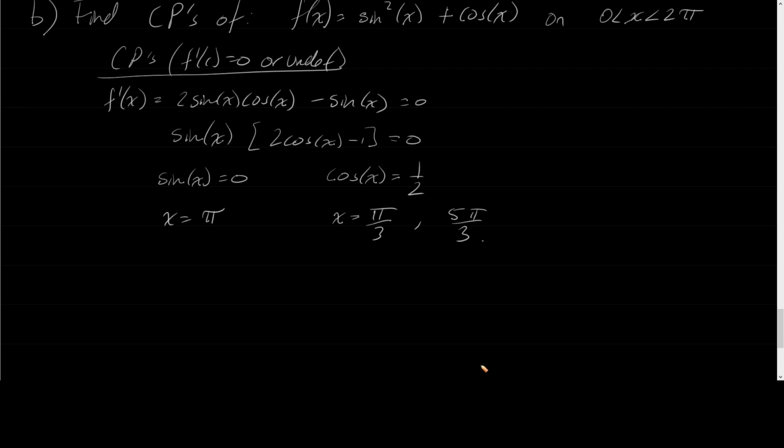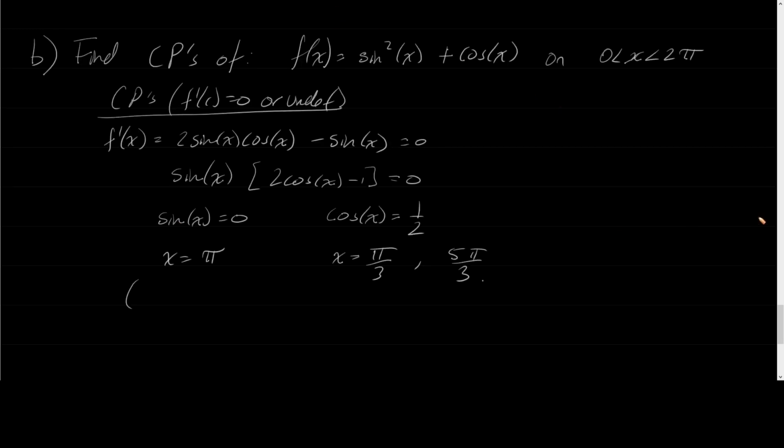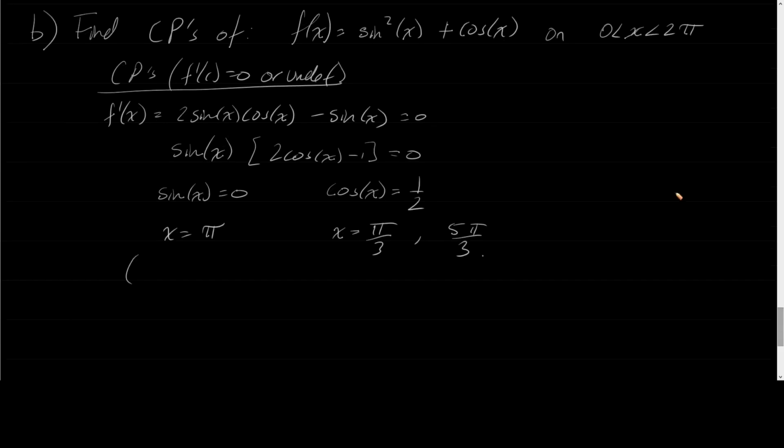And as far as what points these give us, I need to plug into the original function to figure out the actual coordinates. Plug in pi. Sine of pi is 0. 0 squared is 0. Cosine of pi is negative 1. So I end up with (pi, -1), right? 0 minus 1, negative 1.